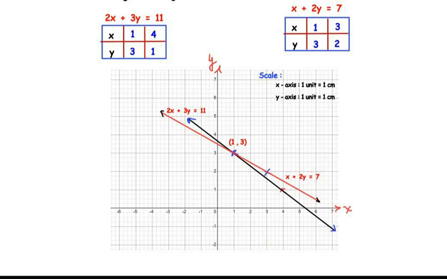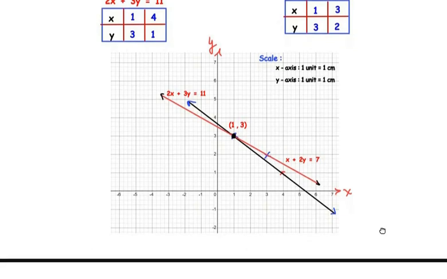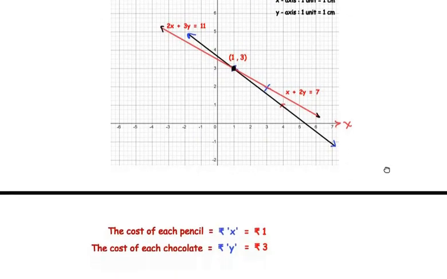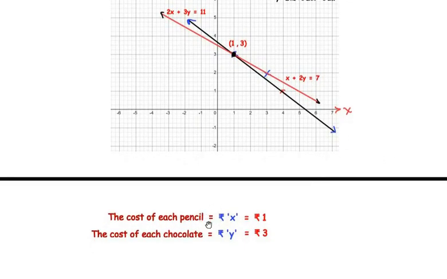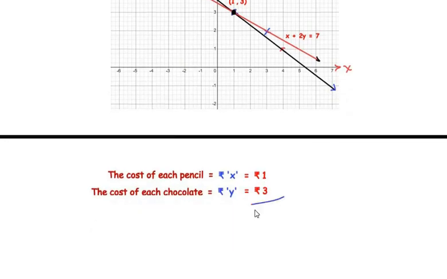And now we can see that this is the point where both the lines meet, that is at (1, 3). So this is the solution for these 2 equations given, that is x equal to 1 and y equal to 3. So here we are going to write the cost of each pencil, which we had considered as x rupees, is going to be 1 rupee, and the cost of each chocolate, that is cost of 1 chocolate, is equal to y rupees, whose value is 3. So this is going to be our answer.